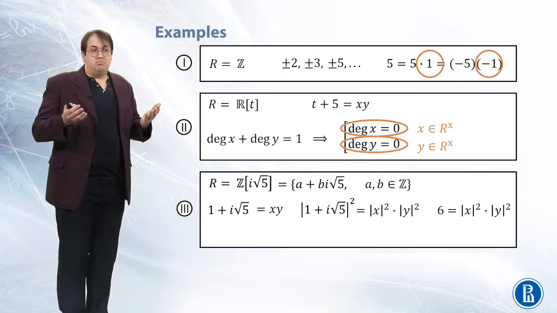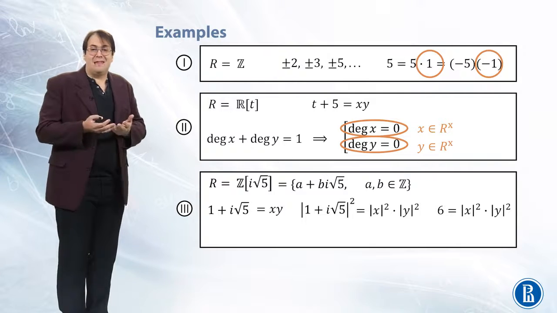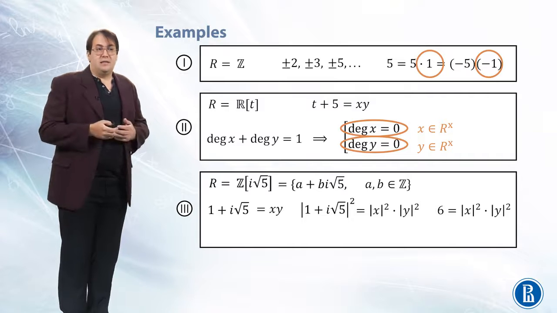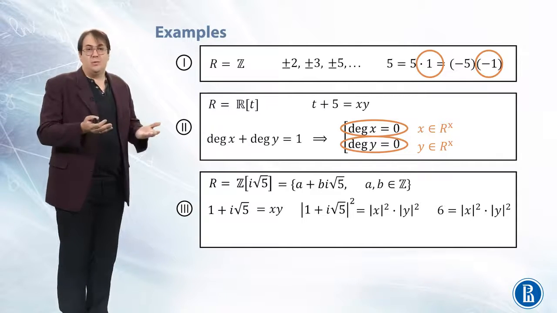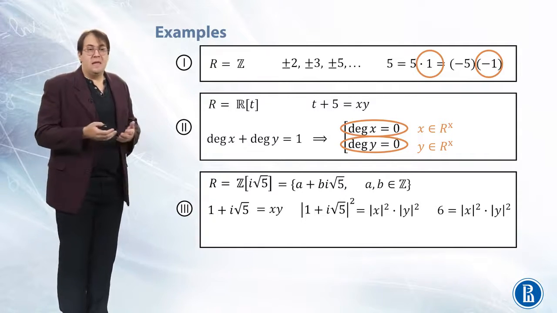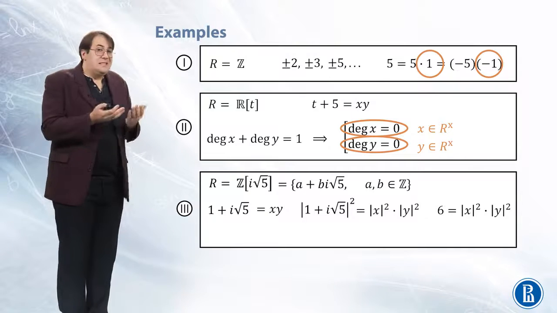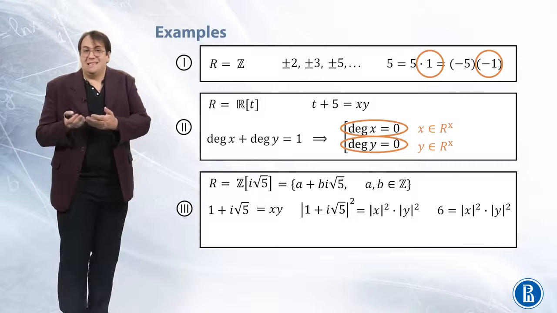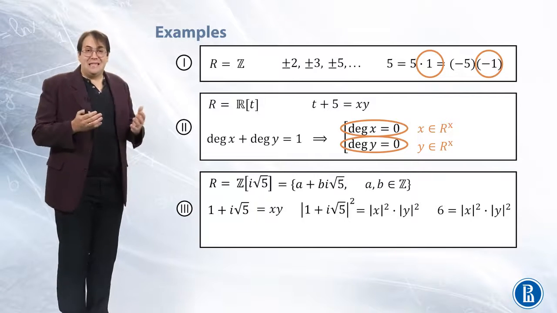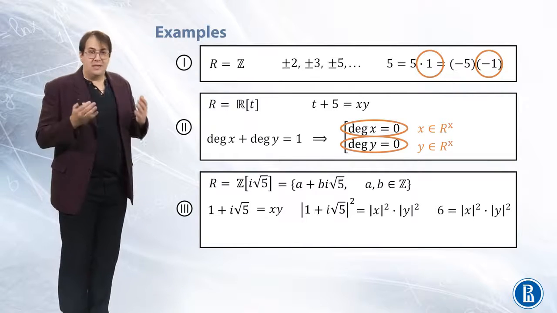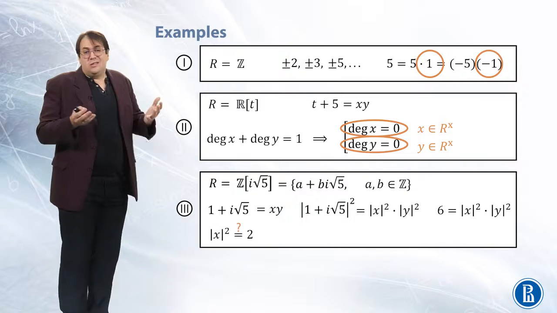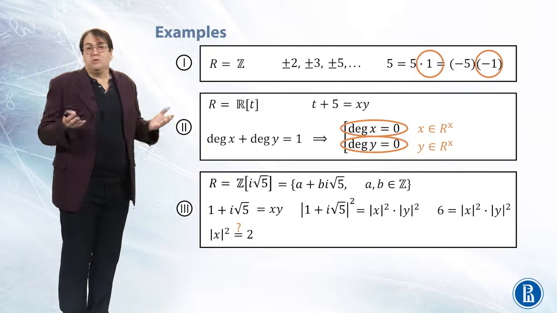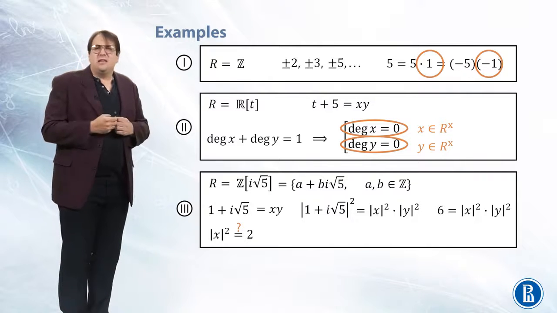Now we understand that the absolute value of x, actually its square, is either 1, then x is invertible, or it is equal to 6, but then the square of the absolute value of y is equal to 1. So in these cases, either x or y is invertible. But could the square of the absolute value of x be equal to 2? Let's just take a look.